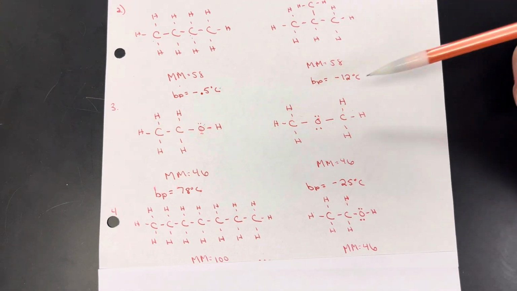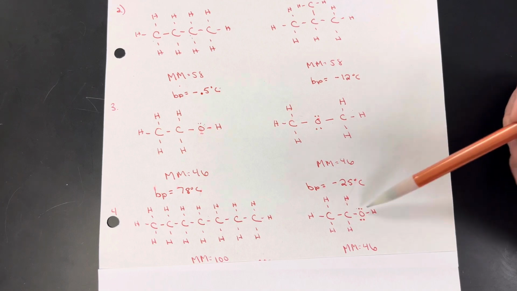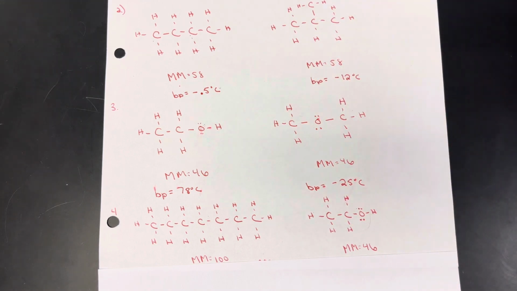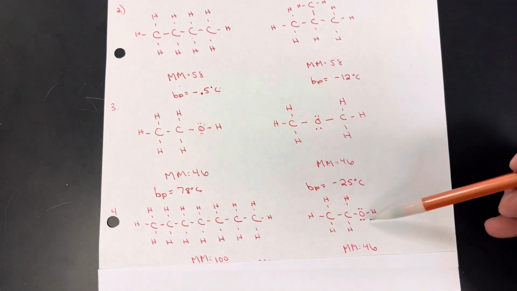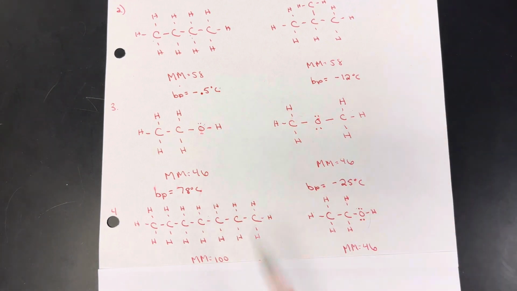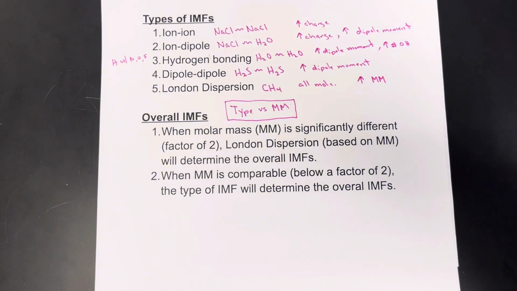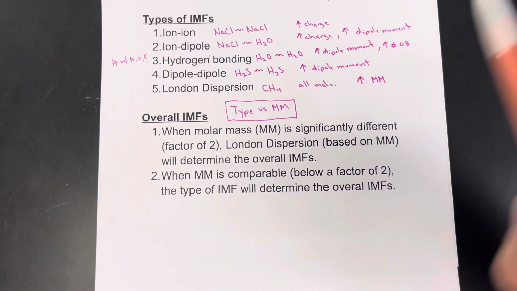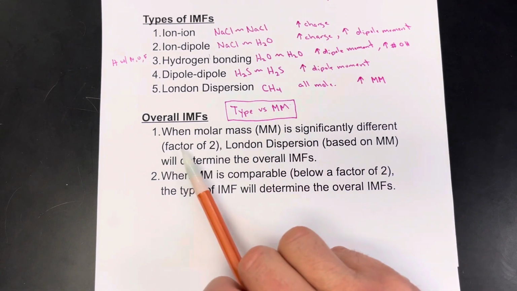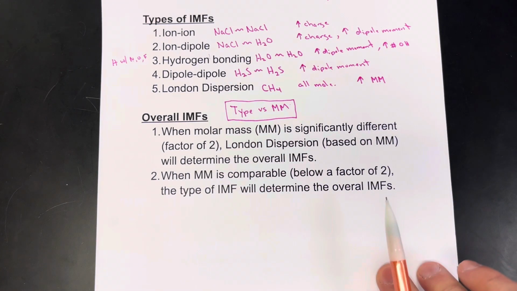Now, if you look here at this molecule versus this molecule, we know what this one is. It was used in the previous examples. We know this is 78 degrees Celsius, but look at their molar masses. I know this one has hydrogen bonding, and they both have dispersion forces, but look at the molar mass. It's 100 versus 46. And if you remember, when it comes to the overall IMFs, which determine the boiling point, it's always between type and molar mass. And when the molar mass is significantly different, more than a factor of 2, it's going to come down to molar mass.